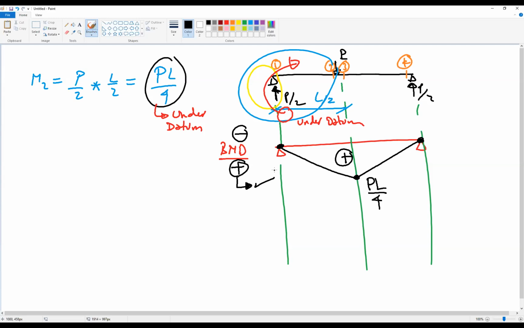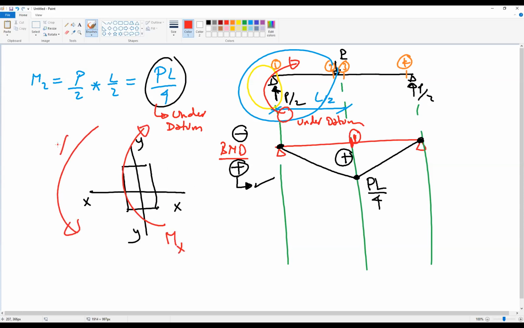If we again reverse this to the section, if this is our cross section x, y, the moment at A, or at this section, let's say section 1, is rotating in this direction. Why did I put it in this direction, not the other direction? It was similar to the one in the first diagram because the tail is under the datum. This moment is causing tension at the bottom side, under the datum, so the moment should be causing tension for this half and compression in the other half.